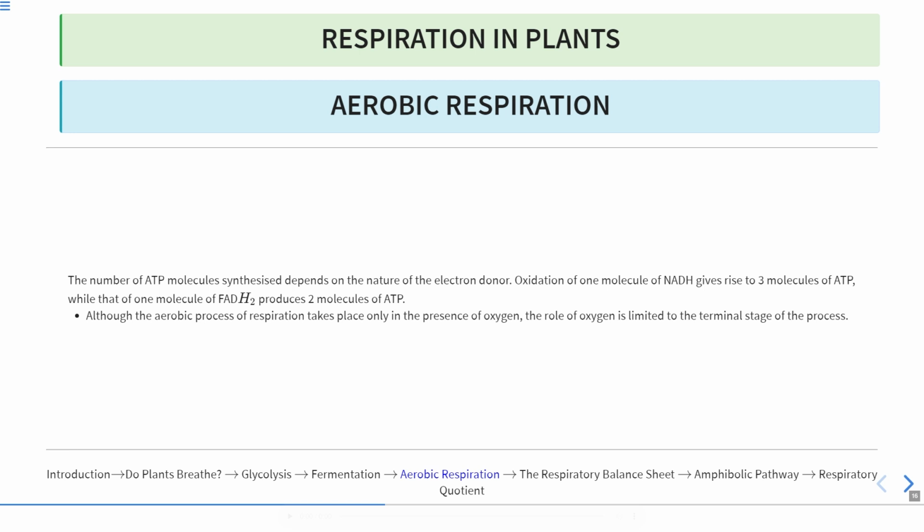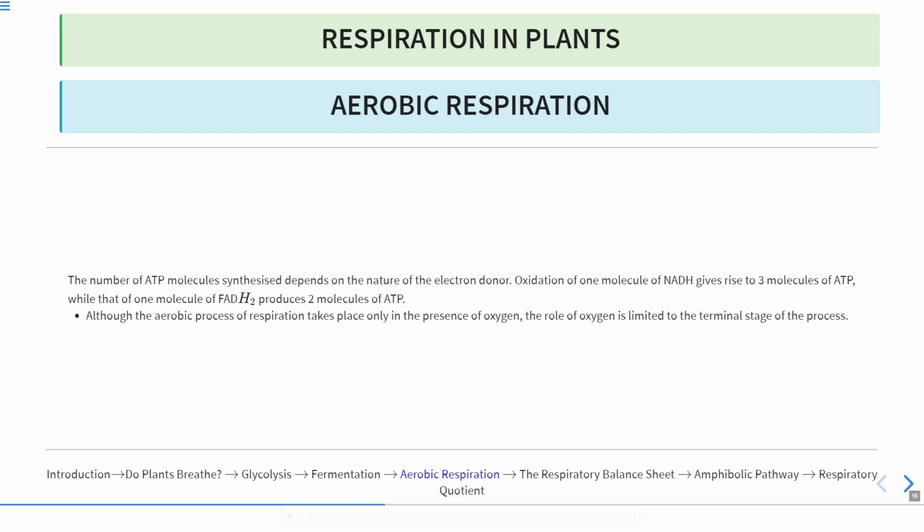So the number of ATP molecules synthesized depends on the nature of the electron donor. Oxidation of one molecule of NADH gives rise to 3 molecules of ATP. So here you can see oxidation of one molecule of NADH forms 3 molecules of ATP, while one molecule of FADH2 produces 2 molecules of ATP. Only 2 molecules of ATP are synthesized, right?